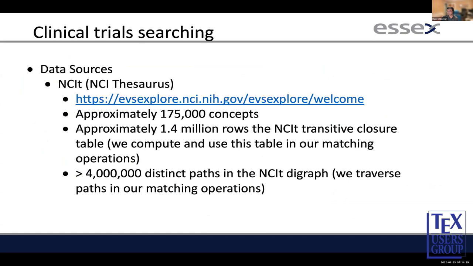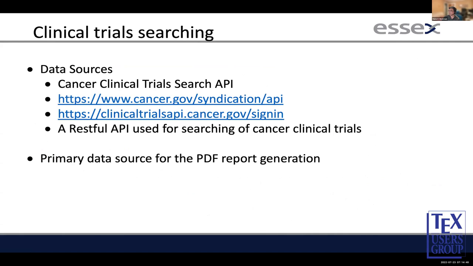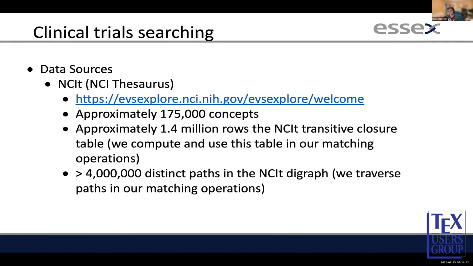Data sources. Where does this stuff come from, and how do you do it? So, there's a couple of data sources, and I will go back to the first slide too. So one is the NCIt, as we call it, the NCI Thesaurus, the National Cancer Institute Thesaurus. It's about 175,000 concepts.